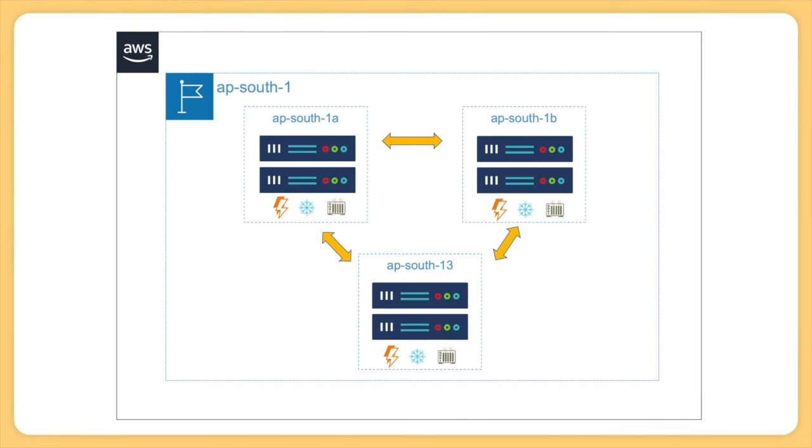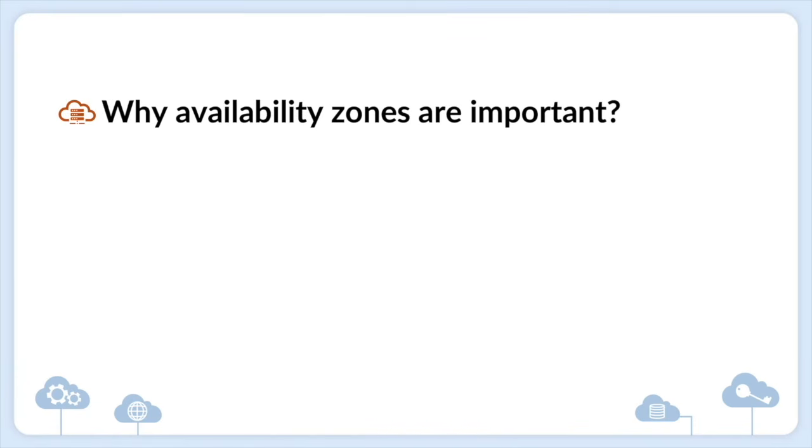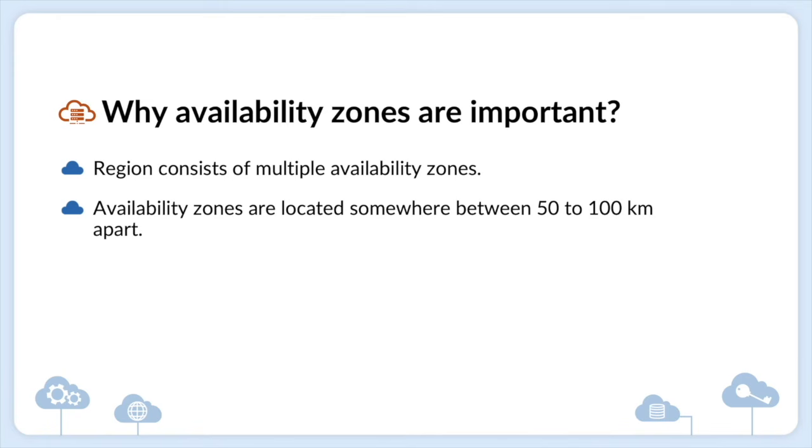Now let us understand why these availability zones are important to us. So we know that one region consists of multiple availability zones. Here, let me tell you that every availability zone is not a single data center, but consists of clusters of data centers. Some availability zones can have two data centers, while others can have three or more. All these availability zones are located somewhere between 50 to 100 km apart.